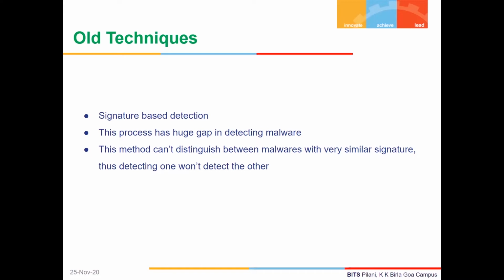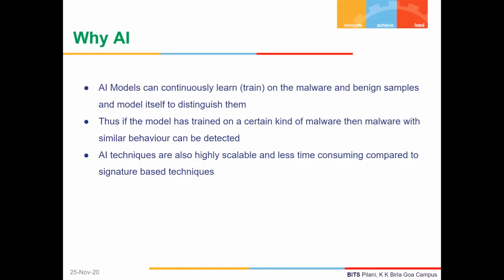Due to the shortcomings of these techniques, there has been a rise in the use of AI for malware detection. Why AI? AI models can continuously learn and train on malware and benign samples, and can model themselves to distinguish them. Thus, if the model is trained on a certain kind of malware, then malware with similar behavior can be detected. AI techniques are also highly scalable and less time consuming compared to the signature-based technique.